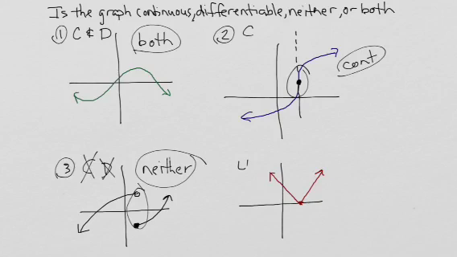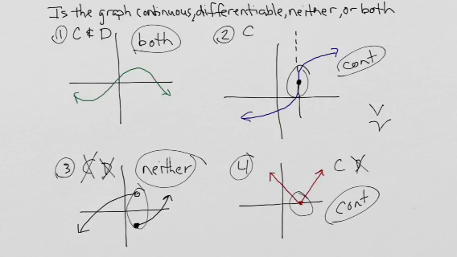Now the last one, let's call it number 4. Again, first thing I'm looking for is whether it's continuous. I'm looking for holes or vertical asymptotes. Everything looks good there, so this one will be continuous. Then I'm looking for differentiable. Again, I can't have a corner or a cusp. And I got it right there, I got a corner, which means not differentiable. This one would just be continuous.